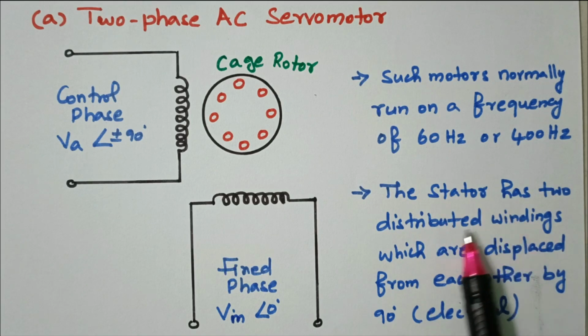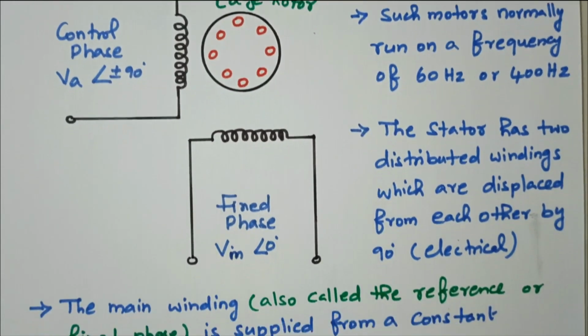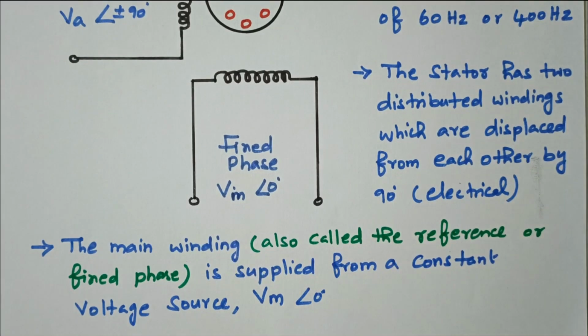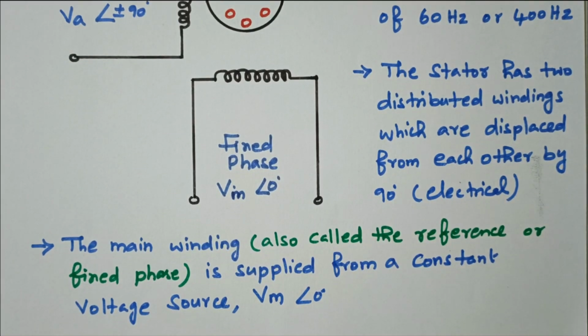The stator has two distributed windings which are displaced from each other by 90 degrees. That is the important condition. 90 degrees means there is no rotation; one is opposing the other. So any change in that will be reflected as speed control or position control. That is our only requirement. Our requirement is not continuous rotation.